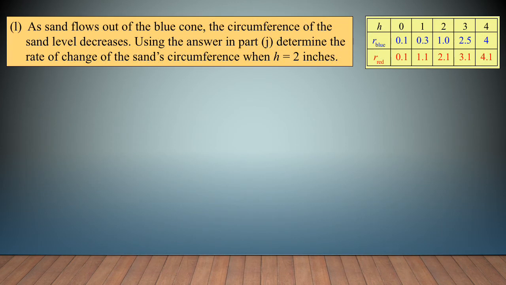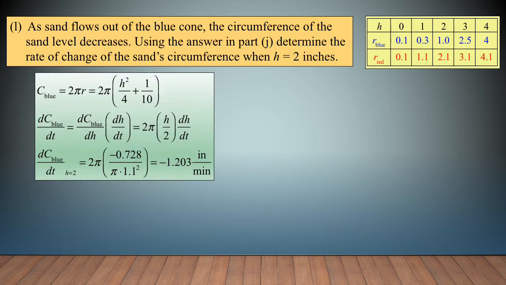L reads, as sand flows out of the blue cone, the circumference of the sand level decreases. Use the answer in Part J to determine the rate of change of the sand's circumference when h is equal to 2 inches. We know that the circumference of the top disk of sand is 2 pi r, which is 2 pi times the quantity h squared over 4 plus 1/10. So therefore dC/dt equals dC/dh times dh/dt, or 2 pi times h over 2 times dh/dt.